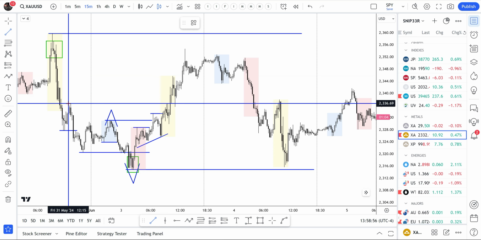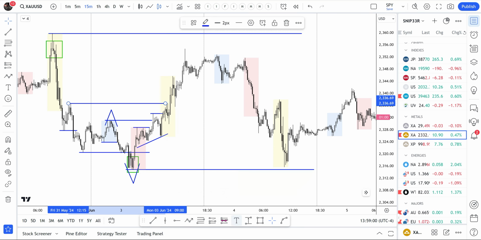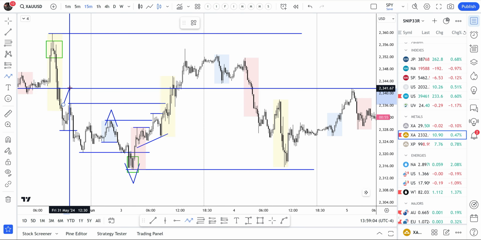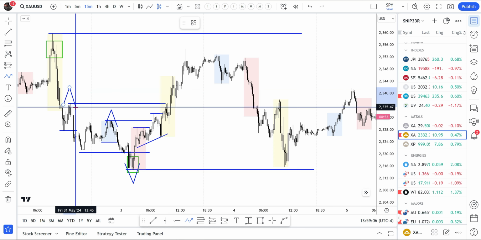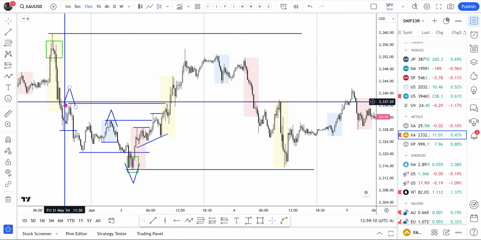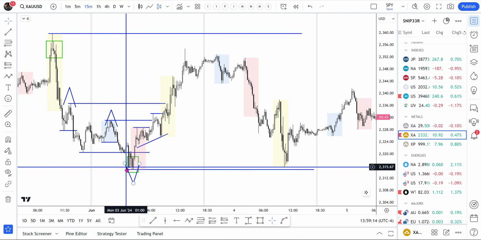I do have a high put in place here, which technically is a peak formation high, a lower peak formation high from the peak formation high from Friday's session. So just to show: peak formation high, peak formation high, peak formation high, peak formation low.